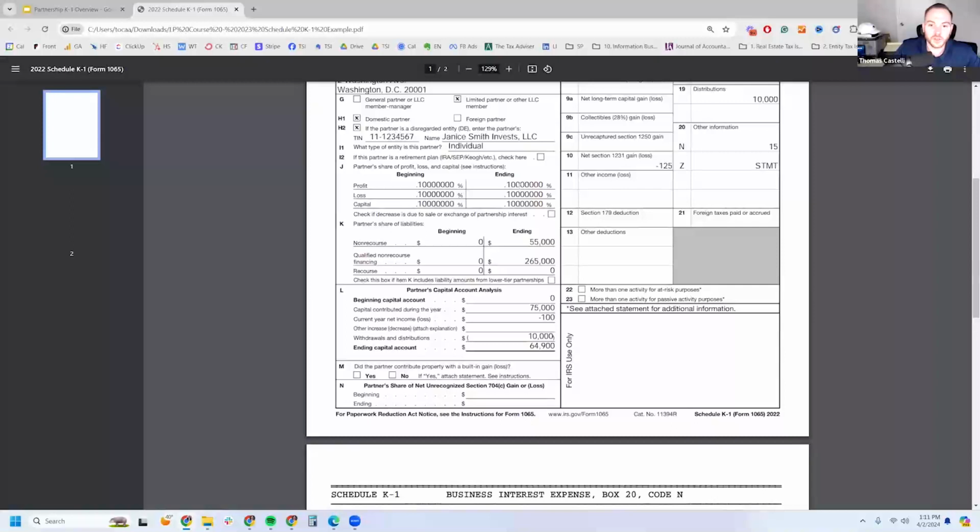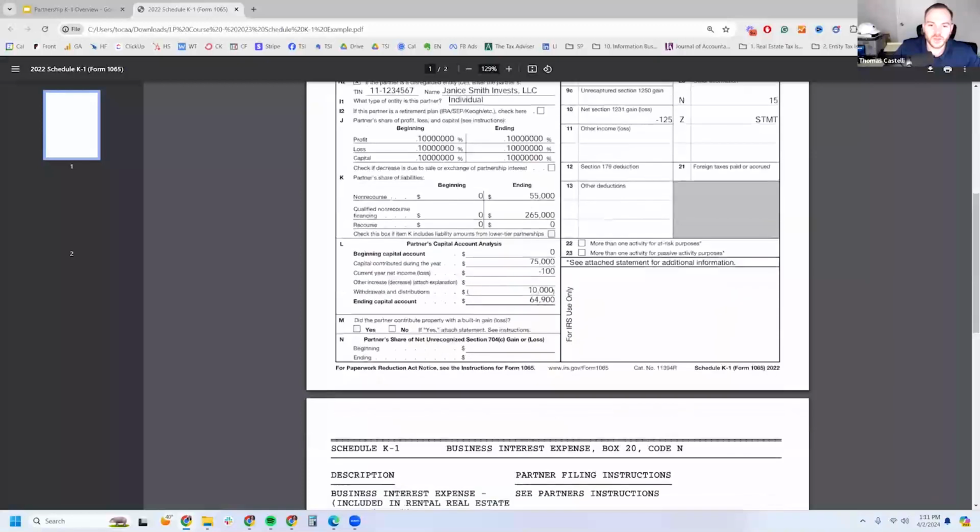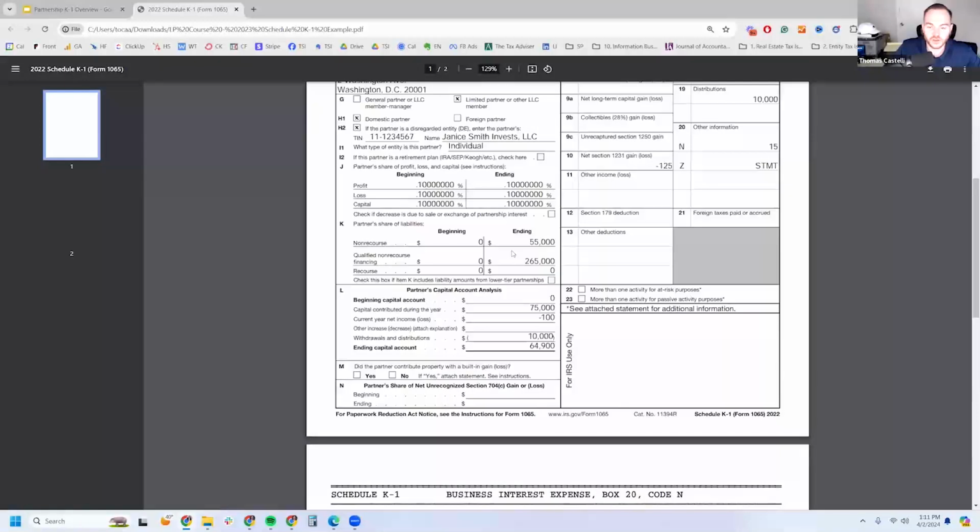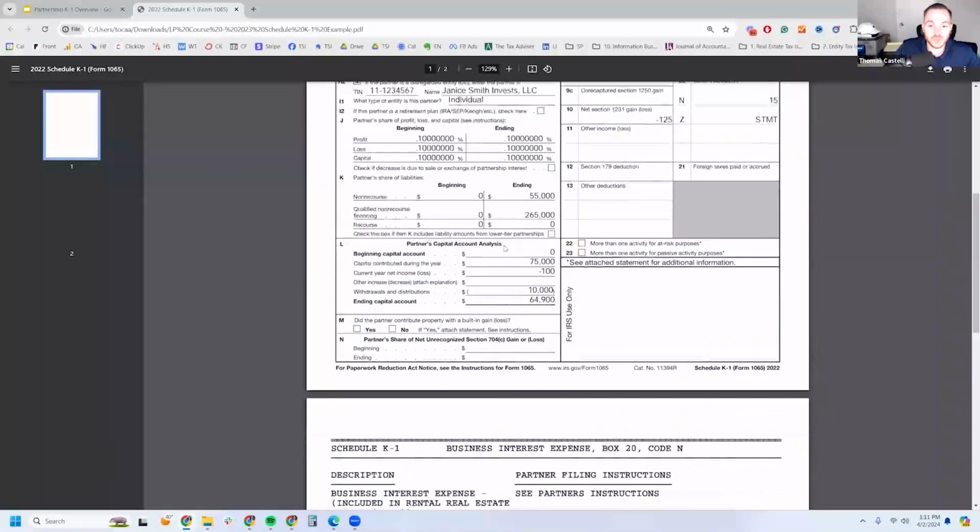Moving right along will be your share of profit, loss, and capital, so your partnership interest. This generally does not change all too much. And this will be your share of partnership liabilities, so your share of any of the loans that are allocated to you based typically on your ownership interest, although that can vary depending on how the partnership decides to distribute that. Now we're getting down to box L.